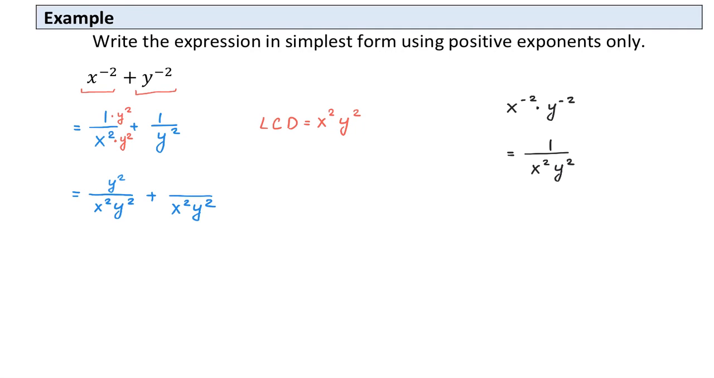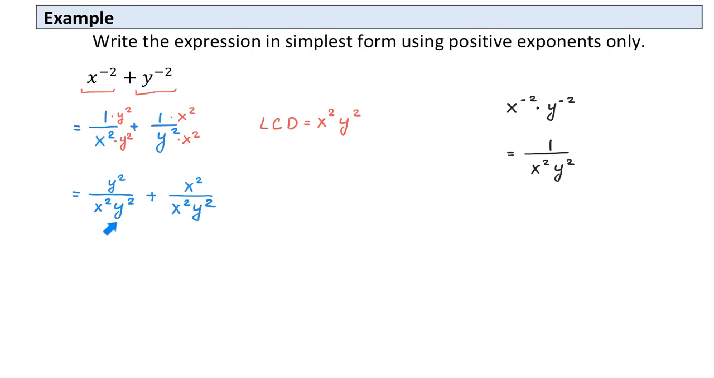In the second fraction, the denominator was y squared, but now is x squared y squared. Therefore, we will multiply the top and the bottom by x squared. Then 1 times x squared will give us the numerator of x squared, and y squared times x squared is x squared y squared. So let's bring down the new numerator of x squared.